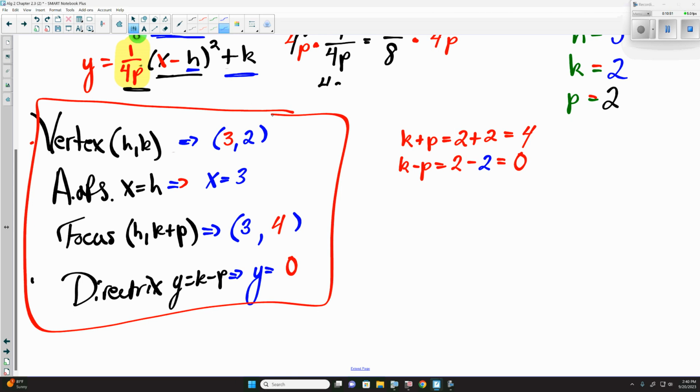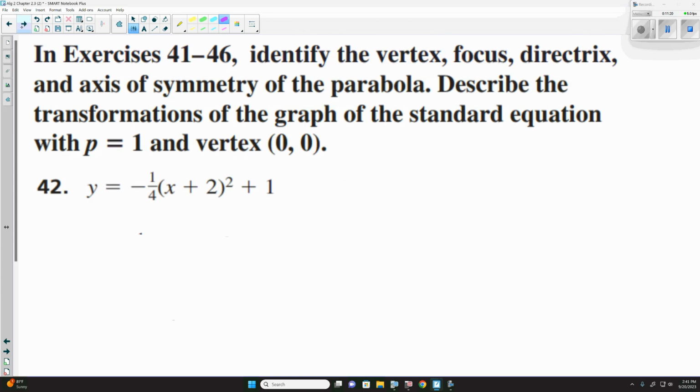Questions on this here? Now looking at this here, we can get the entire vertex, axis of symmetry, and half of the focus just by the values of h and k. There's only two parts that we need the value of p for. Let's look at the next one.